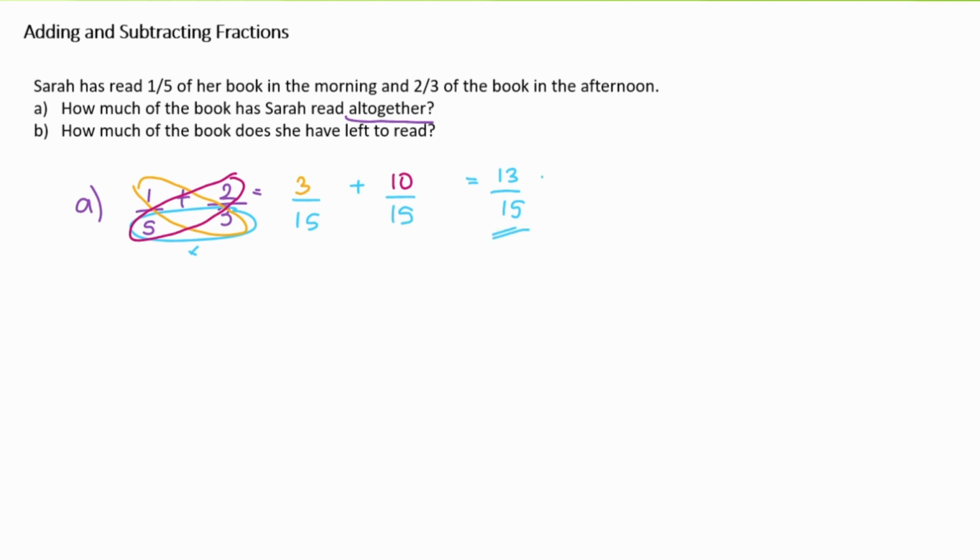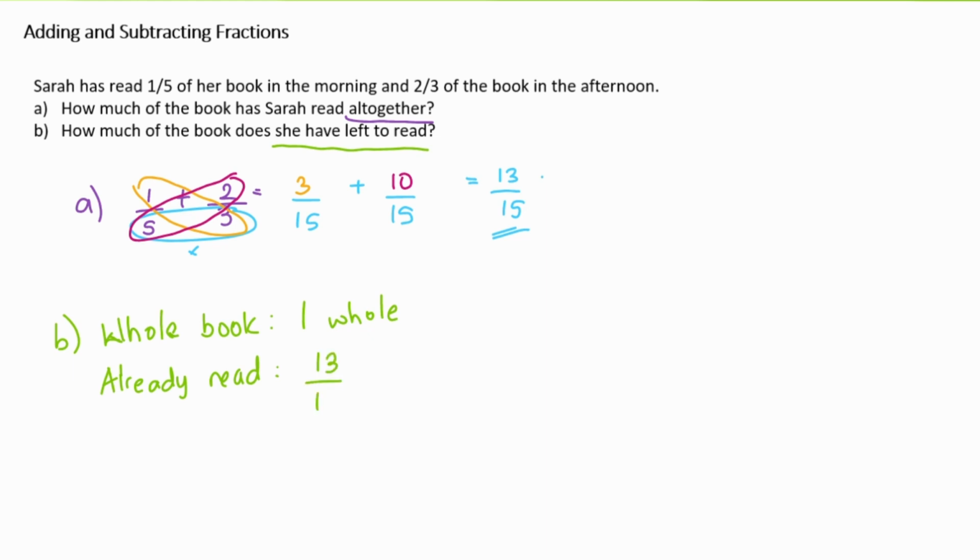For part B, we are being asked how much of the book does she have left to read. So first, we've got to understand that the whole book represents one whole. From part A, we found that Sarah has already read 13/15 of the book, and therefore we can write our one whole as 15/15 or 15 over 15, just so that we are keeping the denominator the same to help us with our calculation.